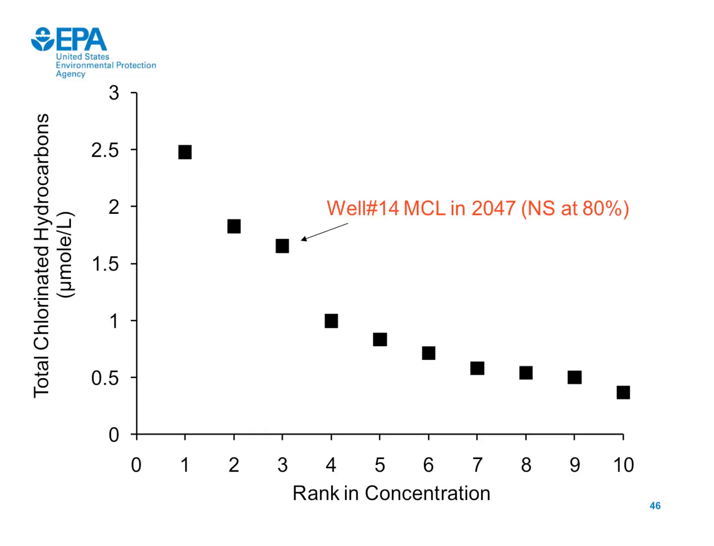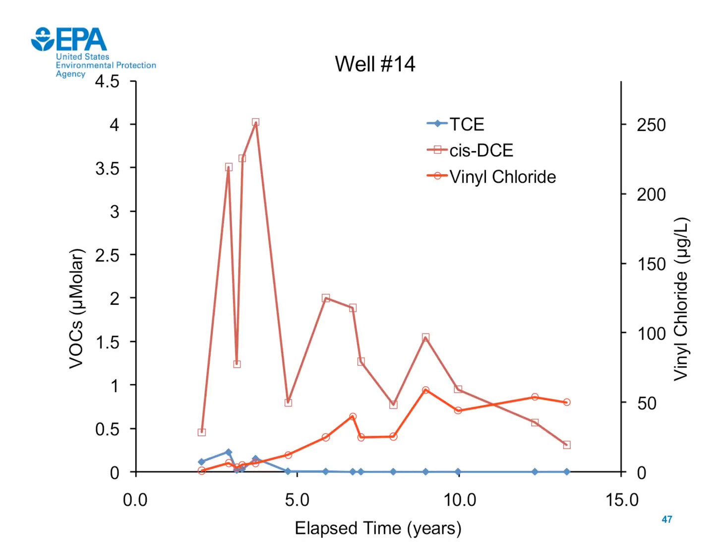Okay, let's look at this well, where there's evidence of degradation, but it's not statistically significant at 80% confidence. Next slide. So we had a little bit of TCE in this well when it was installed, but it was gone in a year or so. We picked up a great deal more cis-DCE. It looks like it's going down. And vinyl chloride seems to be accumulating over time. So what's happening with this particular system? Next slide.